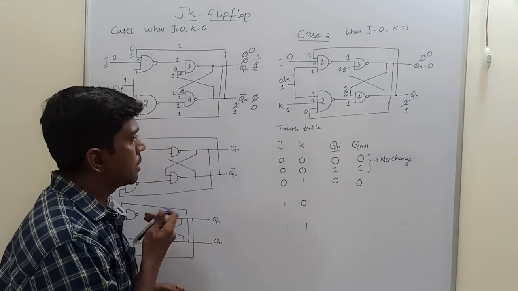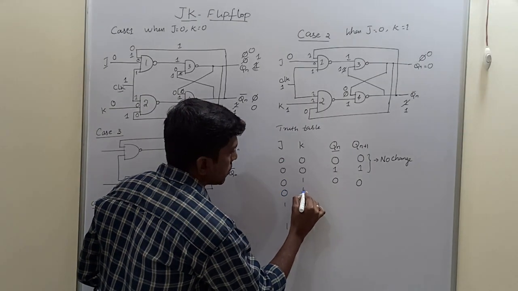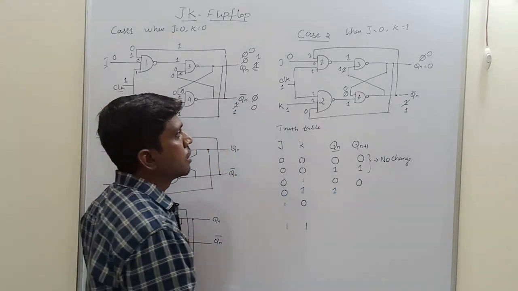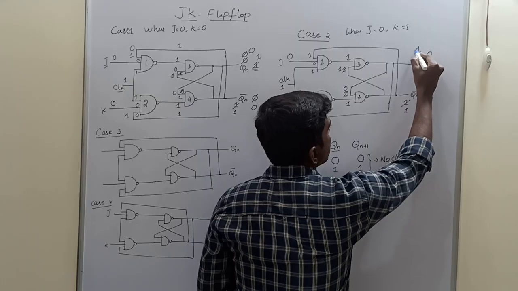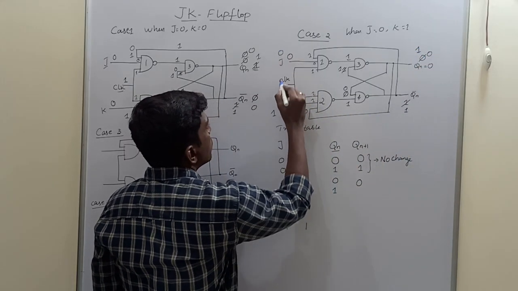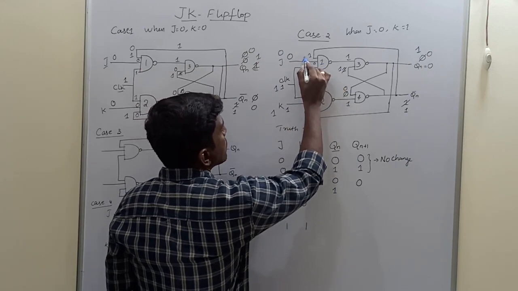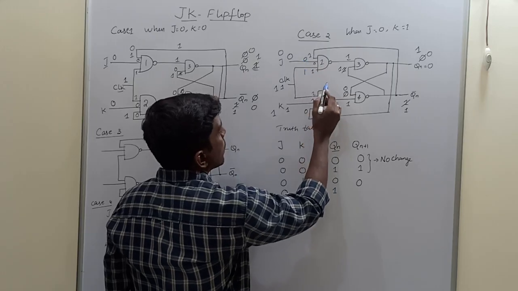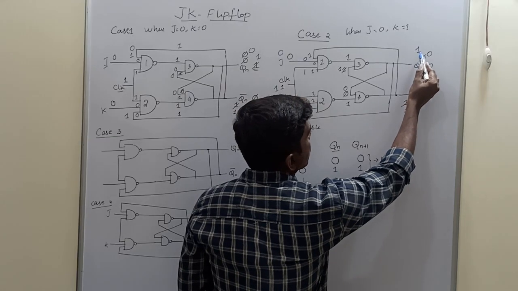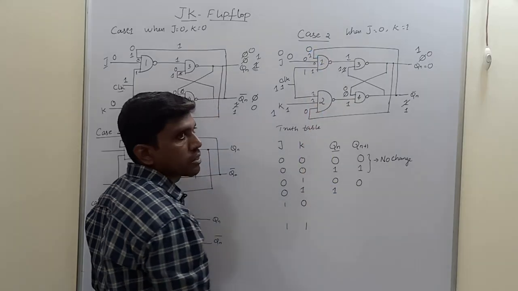Then next condition, here I maintain the same value, J value 0, K value 1, but Qn value, let me assume 1. So now Qn value is 1. Then K value 1, J value 0, clock is 1. So now input of first NAND gate is 0, clock value 1. So the first input get from Qn bar. So here Qn is 1 means Qn bar is 0.